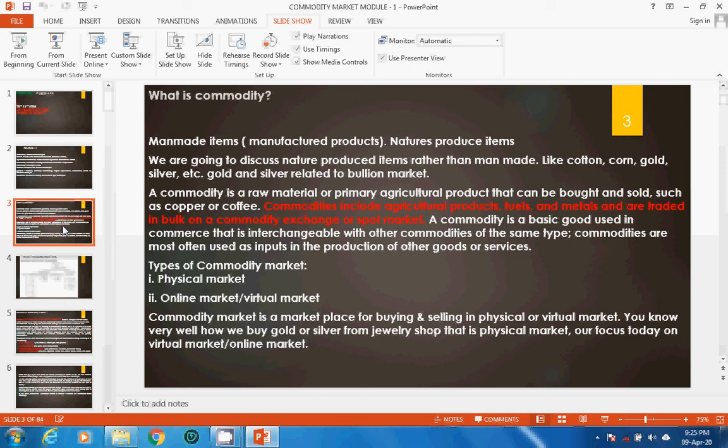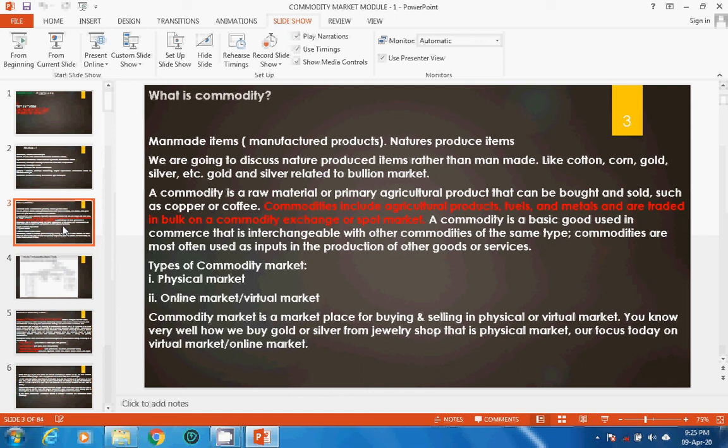Then what is commodity? Commodity is a raw material or primary agricultural product that can be bought and sold, such as copper, coffee. Commodities include agricultural products, fuels, metals, that are traded in bulk on a commodity exchange. Even that can be traded on the spot market. A commodity is a basic good which is used in commerce, that is interchangeable with other commodities of the same type. Commodities are most often used as inputs in the production process of goods and services.